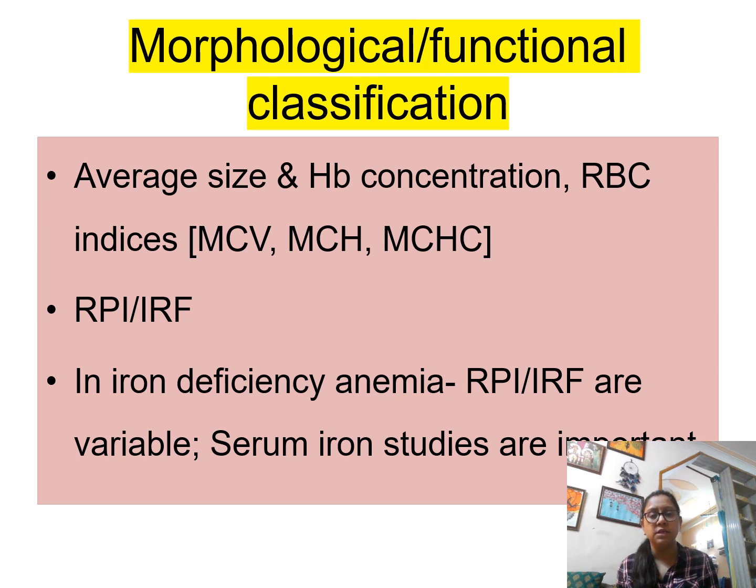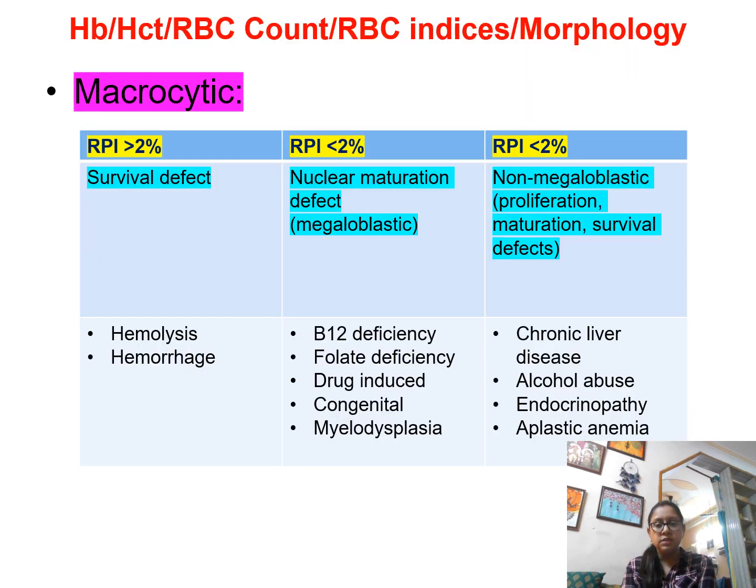ठीक है. So certain parameters हैं जिसके basis पे हम classify करते हैं. CBC parameters हैं जैसे average size, hemoglobin concentration, RBC indices like MCV, MCH, MCHC, reticulocyte production index, immature reticulocyte fraction. So in iron deficiency, RPI or IRF हम use नहीं कर सकते, तो we go for serum iron studies because those values are variable in iron deficiency anemia. So see, I have summarized this in a table. जो हम ये सब parameters use कर रहे हैं to classify anemia, तो morphological basis पे macrocytic, जिसमें RBC की size बड़ी हो रही है, then we have normocytic normochromic anemia जहाँ size and shape maintained है, then we have microcytic hypochromic anemia where RBC size is reduced.